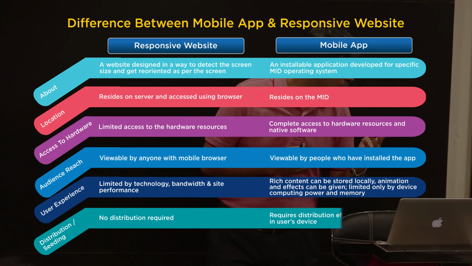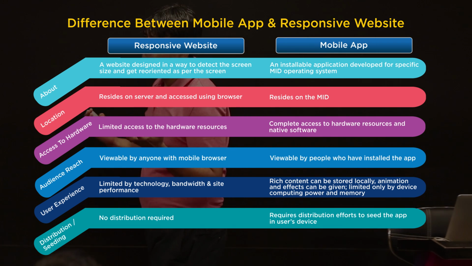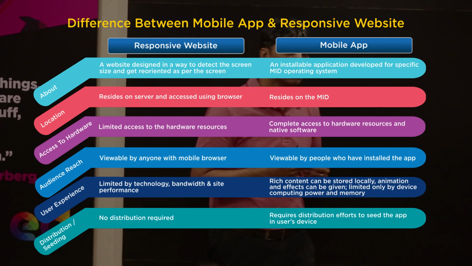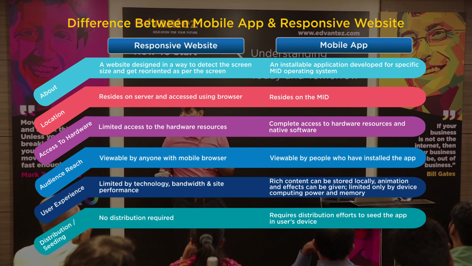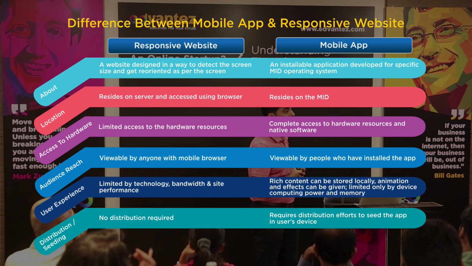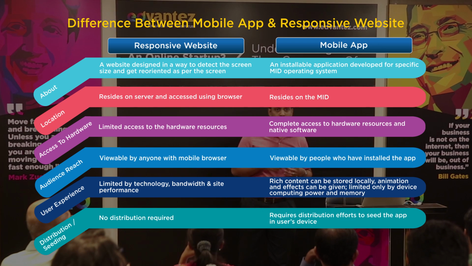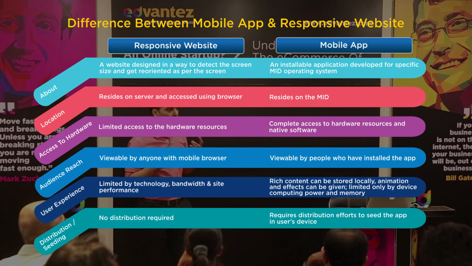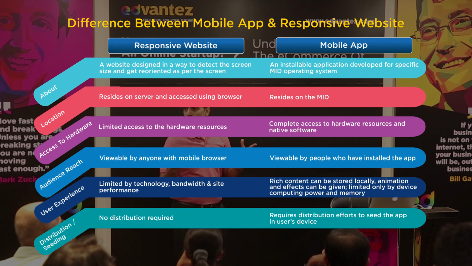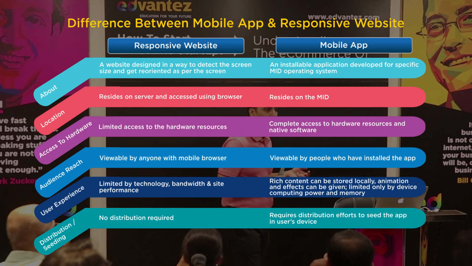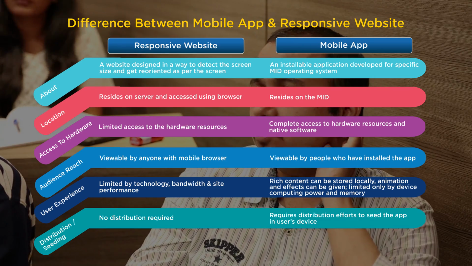Distribution and seeding. In the case of a website, there's no distribution needed. Whenever somebody wants to access it, they type the URL. But in the case of an app, you need to distribute it. It needs to be on the phone. It has to be seeded. It's a hard thing. To get a person to install an app is a very, very hard thing. And most of the time, by the way, I don't know if you know the numbers, but 90% of the installs are uninstalled within a day or two. Apps. Yeah, 90%.